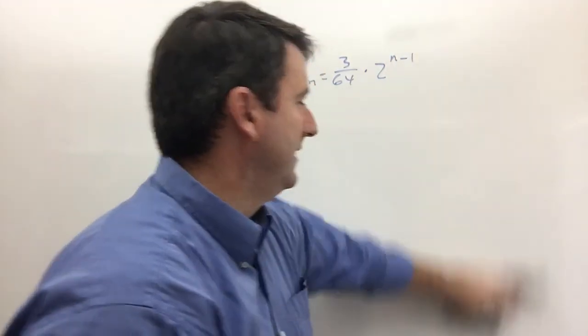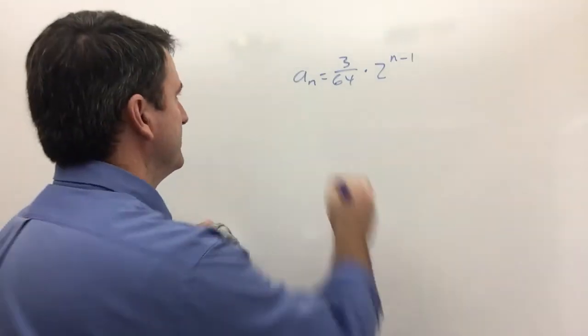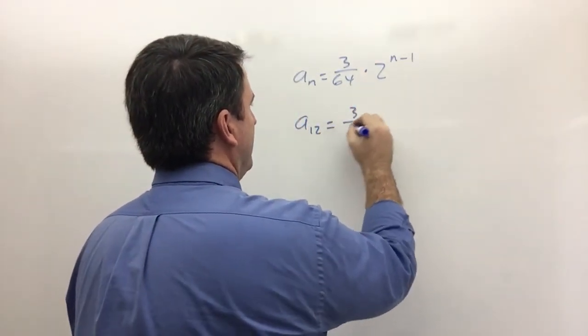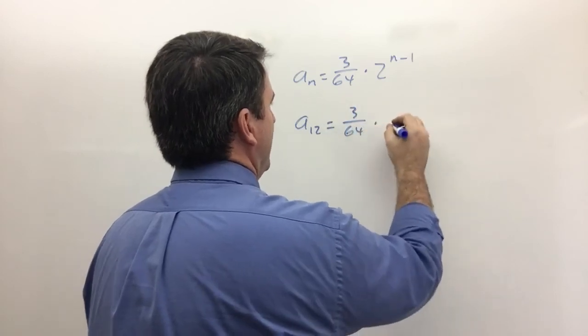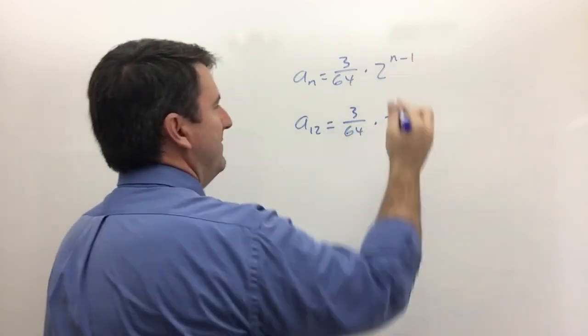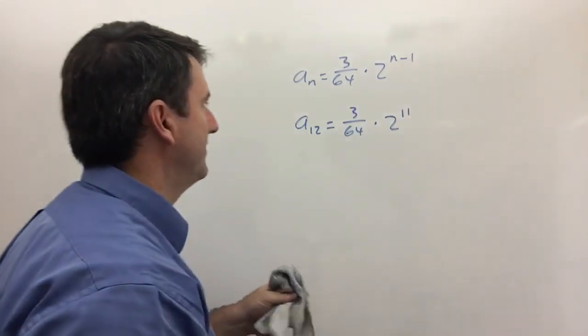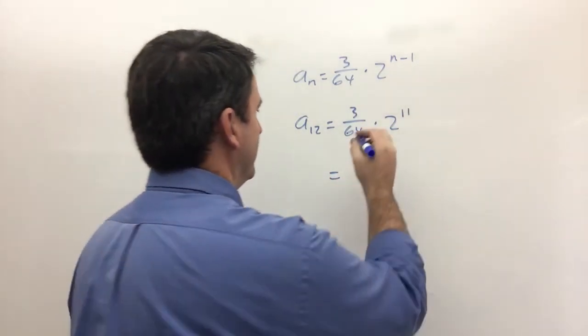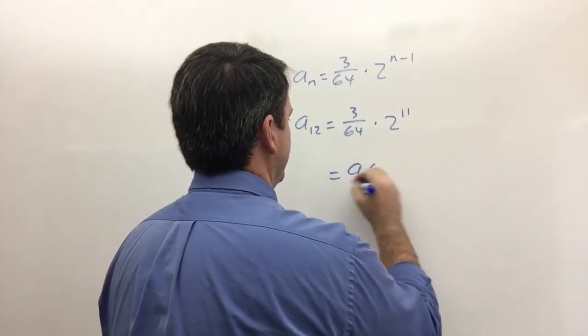And now we're ready to find the 12th term. So the 12th term, a sub 12, is equal to 3 over 64 times 2 to the 12 minus 1, so that's the 11th power. And now we can plug that into the calculator, and we're going to get that this is equal to 96.